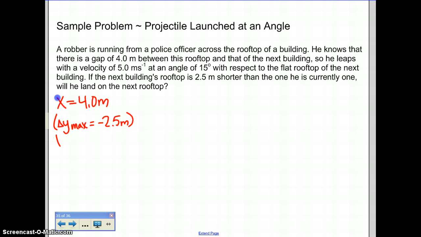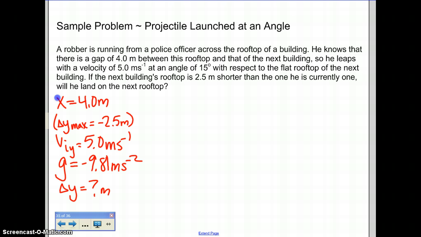Something else that you know is you have an initial velocity of 5.0 meters per second, and you have acceleration due to gravity, in which you are falling down. You're jumping from the top of one rooftop to the top of one that's lower. So you want to solve for your delta y in meters. How far does this person fall once they leap off at this initial vertical velocity at this angle? Do they fall down way too much, or do they fall less than 2.5 meters?